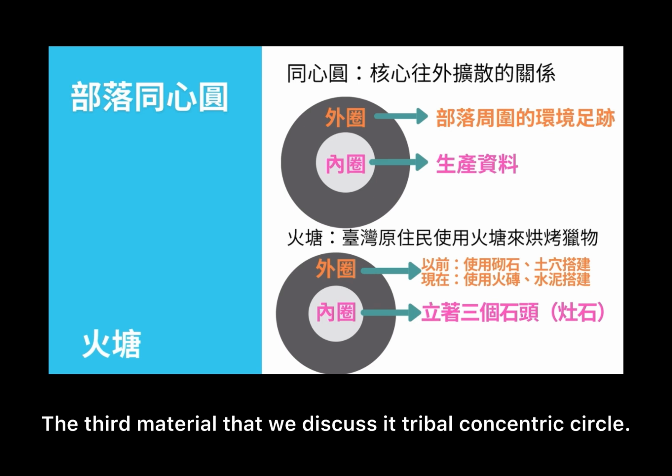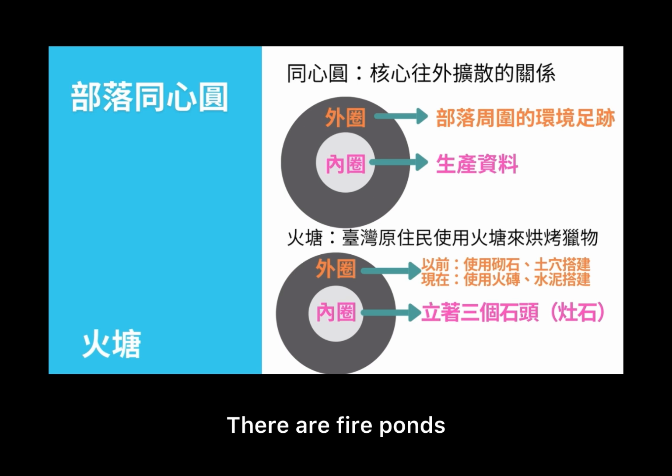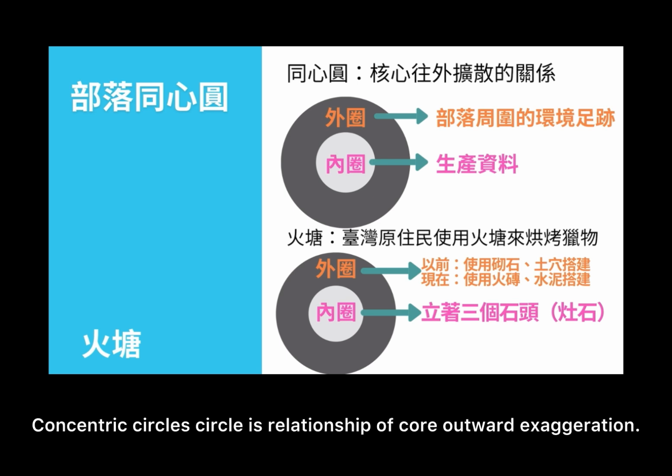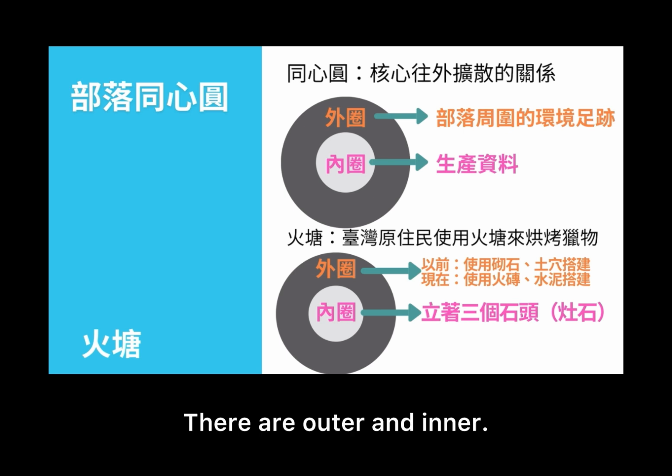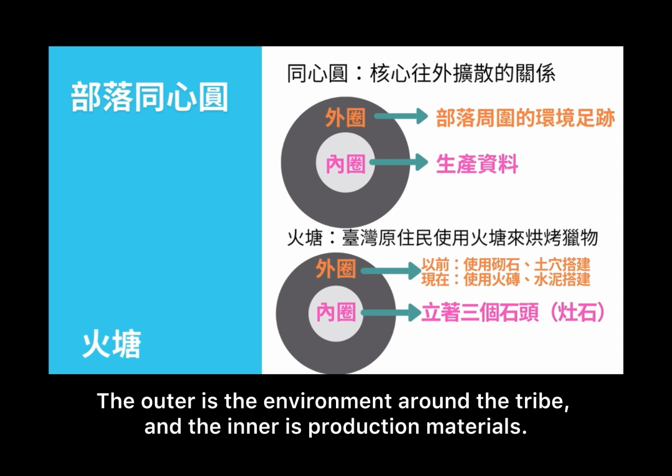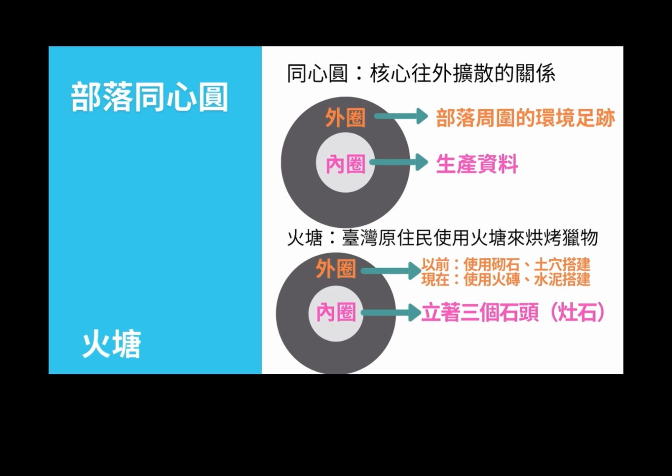The third material that we discuss is tribal concentric circle. There are 5 points. Concentric circle is a relationship extending from the core outward. There are outer and inner. The outer is the environment around the tribe, and the inner is production materials.